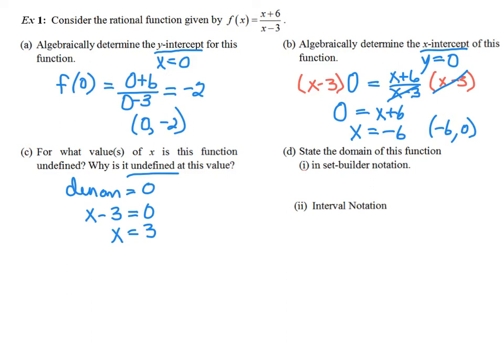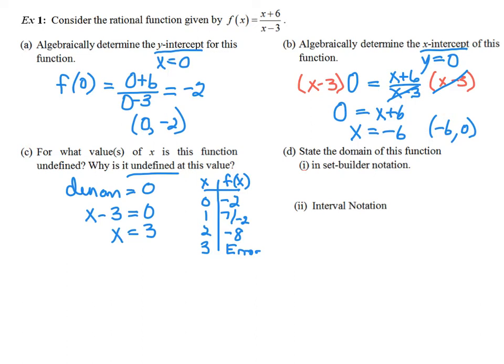x equals 3 is where this graph is undefined. Now we could also take a look at our table of values on our calculator. If I look at some of the y values, when x is 0, I know that y was -2. If I plug in a 1 for x, I'm getting 7 over -2. If I plug in a 2 for x, I'm getting 8 over -1, which is -8. And when I plug in a 3 for x, on my calculator I can see that it says error. That's because my graph is undefined at that spot.